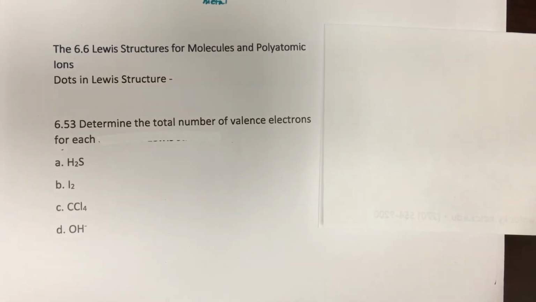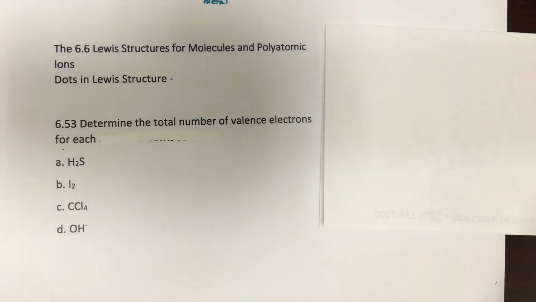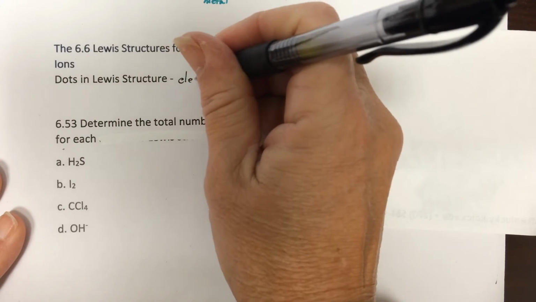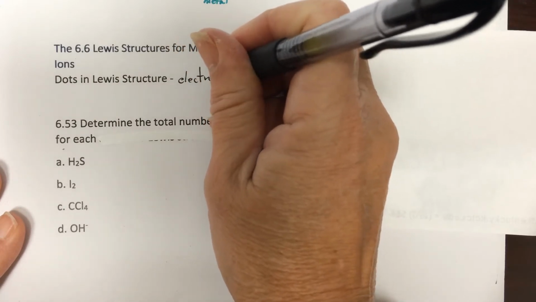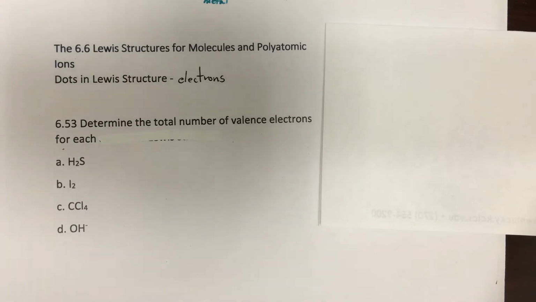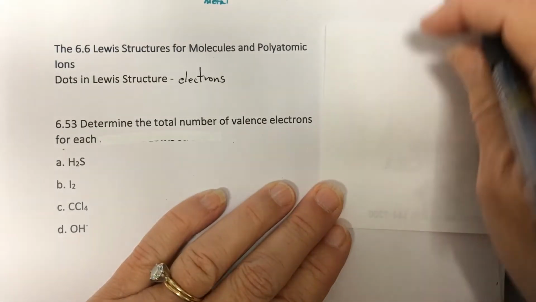6.6 Lewis structures. So we're finally at Lewis structures. These were given to us by Gilbert Lewis, who also gave us Lewis acids and bases. So in a Lewis structure, the dots represent electrons. So what you'll have is a structure that looks something like this.